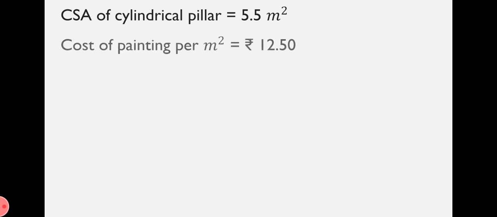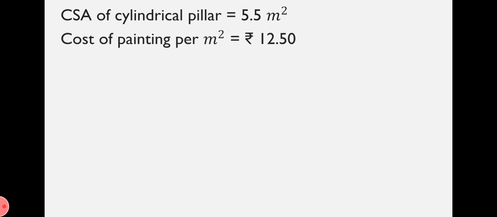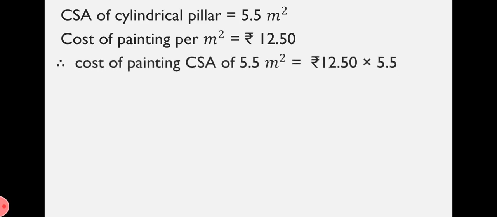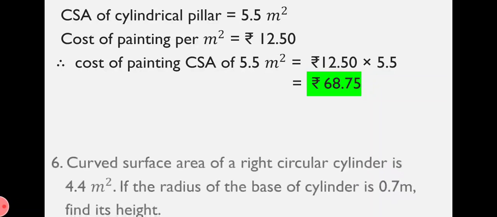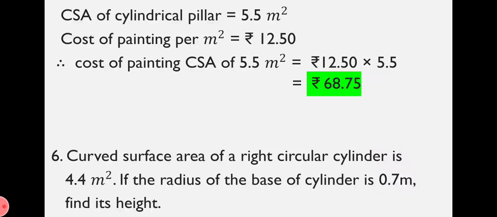Now it is already given that the cost of painting per meter square CSA is equal to rupees 12.50. Therefore, cost of painting CSA of cylindrical pillar, 5.5 meter square, equal to rupees 12.50 multiplied by 5.5, that is equal to rupees 68.75. So the cost of painting the curved surface area of the cylindrical pillar is rupees 68.75.